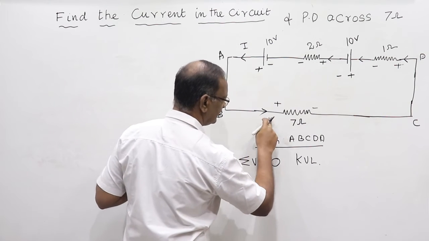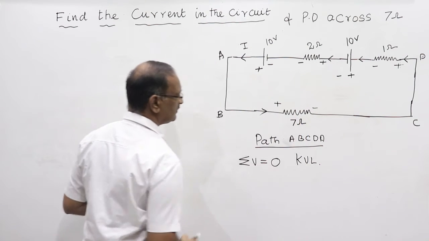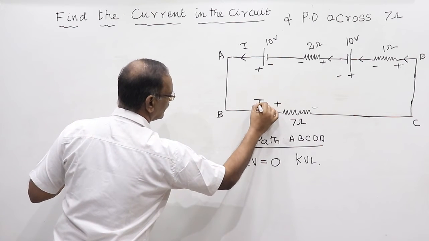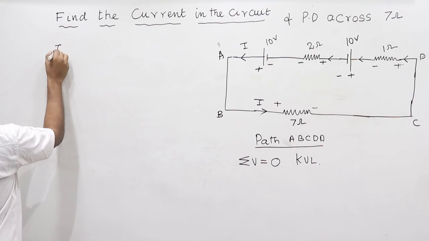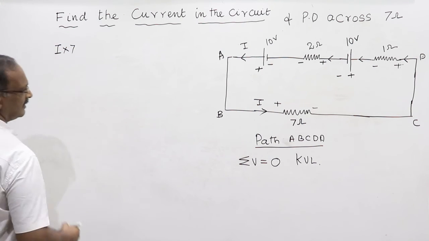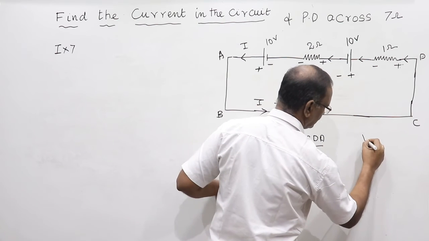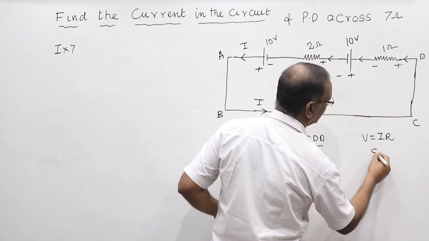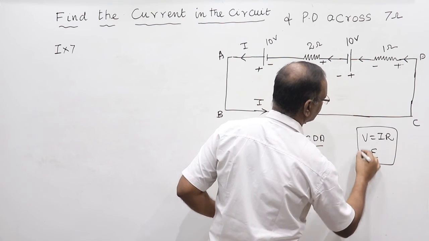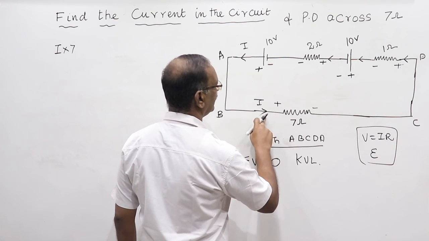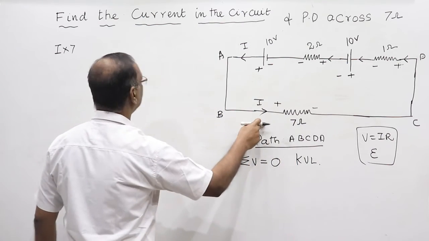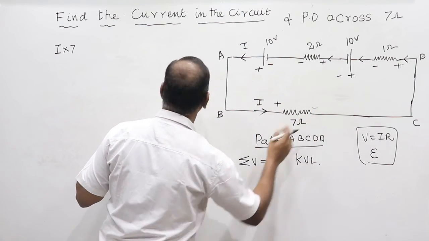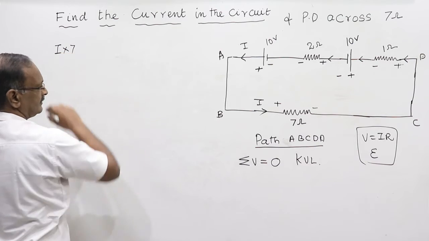Current is flowing this way, and the potential drop across this is I, the current flowing through, into resistance, because V is equal to IR. We use this formula for a resistance, and for a battery we use its value as a source. So this current I we do not know, but R we know, 7 into I. Since we are going positive to negative, this will be a positive voltage.